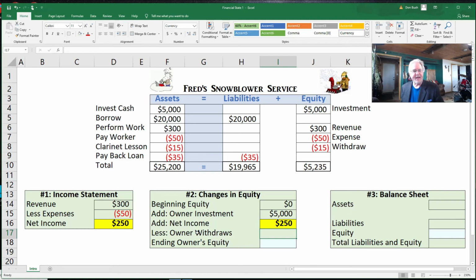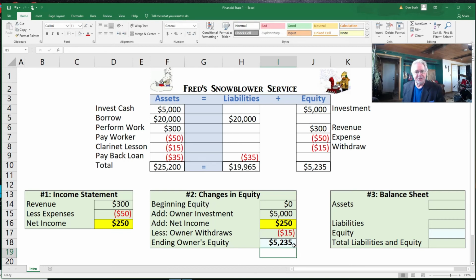And then less any owner withdraws. Well, Fred withdrew $15 for his clarinet lesson. So we're going to put that down here. It's going to be a negative 15. And so let's total this up and see what we get. Grand total.